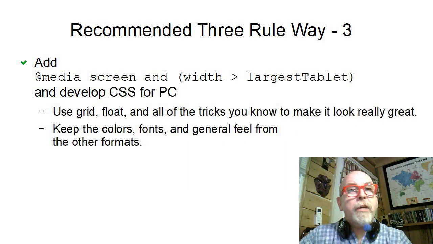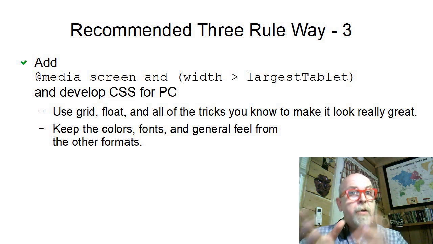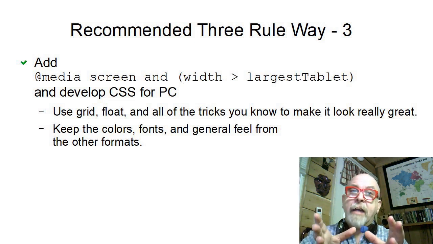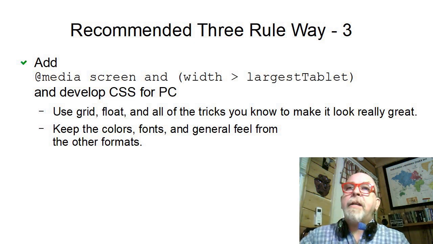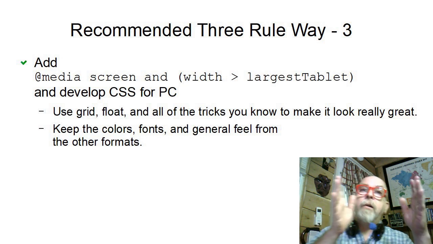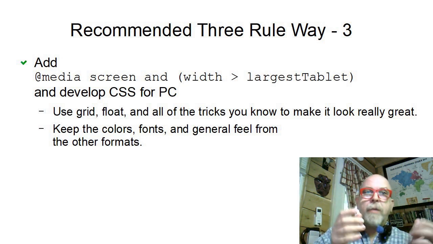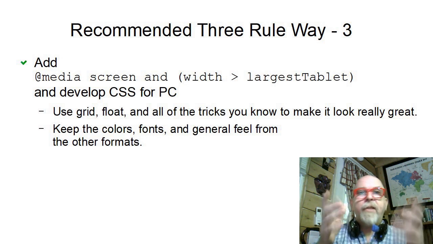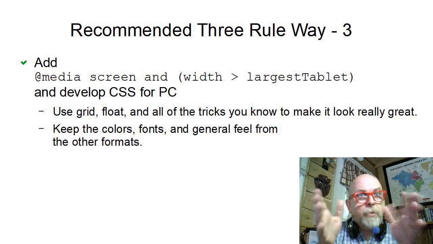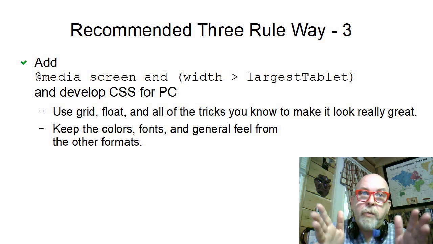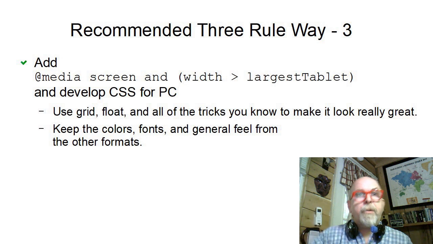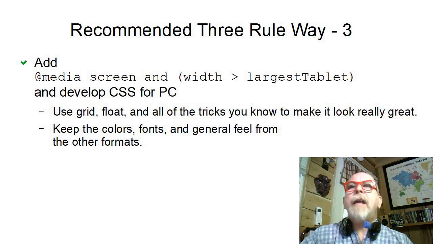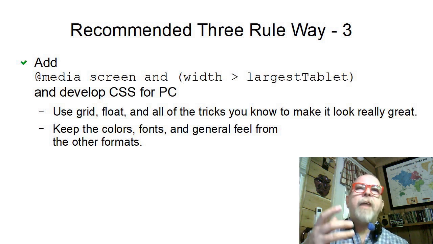Once you have your screen looking great on a smartphone and looking great on a tablet or small device, then add your third @media screen rule, @media screen and width greater than whatever your largest tablet dimension is, whether it be 900, 1000, 1100, I don't know. That's between you and your clients. That's between you and what you want to do with your website. But you kind of saw the dimensions in the previous video, so you kind of know what to do. And now develop the CSS for a big screen. Now develop it for the big screen.